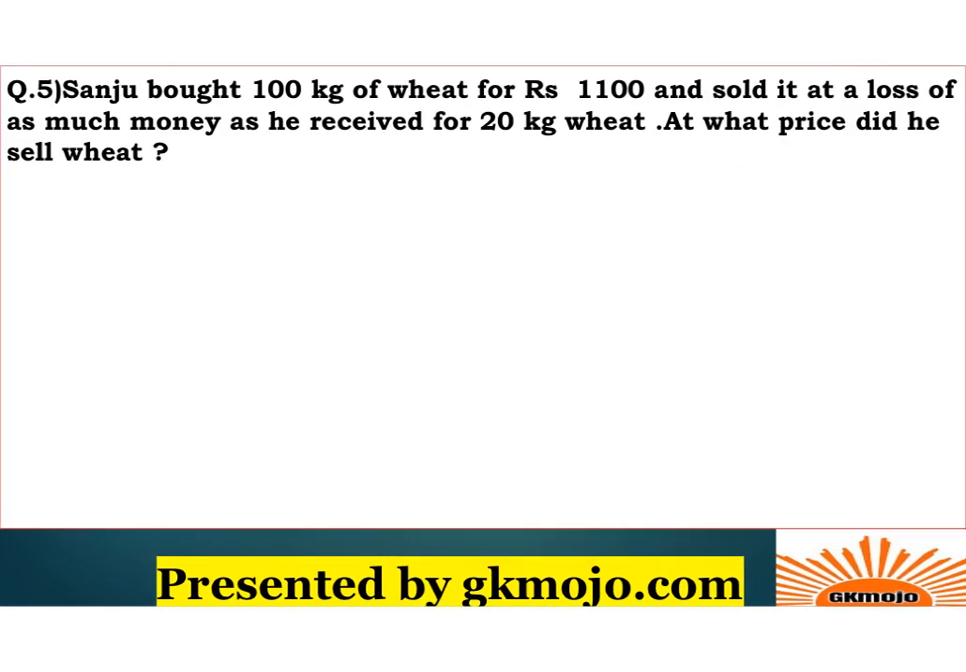Let us have a look at this question. This is a very interesting and one-liner question. Sanju bought 100 kg of wheat for rupees 1100 and sold it at a loss of as much money as he received for 20 kg of wheat, right? At what price did he sell the wheat? So he incurred a loss. He sold it at a loss of as much money as he received for 20 kg of wheat. So no need to form equations and form things that are not required over here. The loss is covered by the sale of 20 kg of wheat, right?